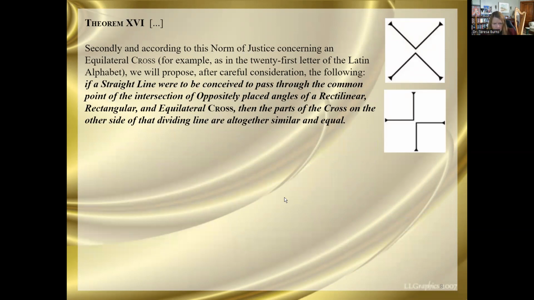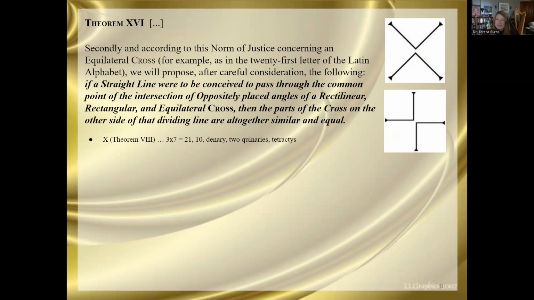Secondly, and according to this norm of justice concerning an equilateral cross, for example, as in the 21st letter of the Latin alphabet, we will propose, after careful consideration, the following. All right, pause. Now, he has talked about this cross, as I've mentioned, in Theorem 8. If you don't remember that, please go back and see it. But remember, also in Theorem 8, he made such a big deal about an X being the 21st letter of the Latin alphabet of his time. It's not today, but of his time.